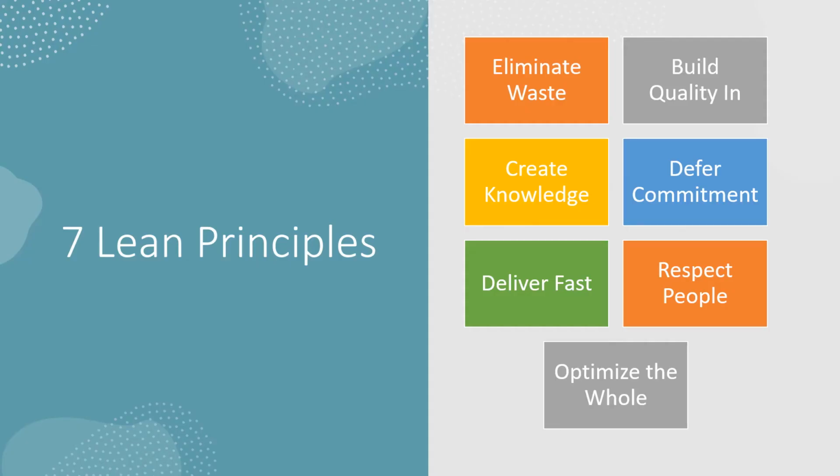So what are those 7 principles? The first one is eliminating waste, second is build quality in, third one is creating knowledge, then defer commitment, delivering fast, respecting people, and the last one is optimizing the whole. So let us understand each one of these in brief detail.